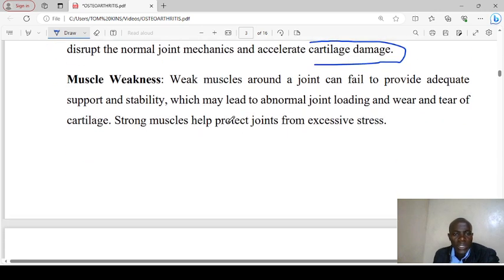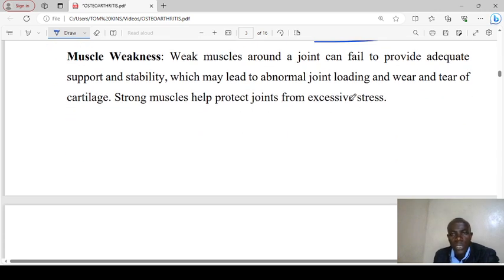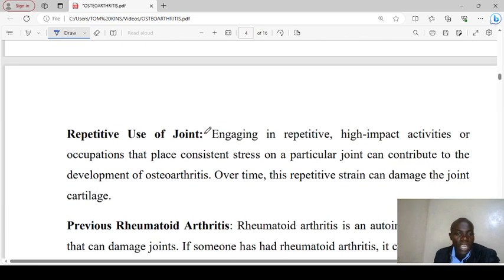Muscle weakness. Weak muscles around a joint can fail to provide adequate support and stability, which may lead to abnormal joint loading and wear and tear of the cartilage. So strong muscles help protect joints from excessive stress.